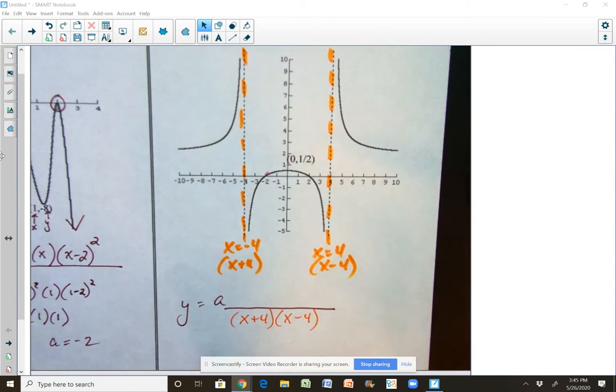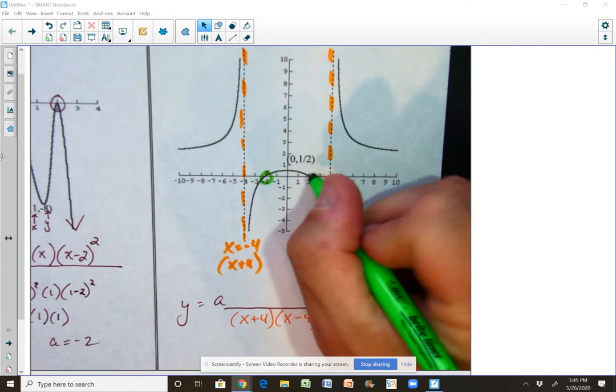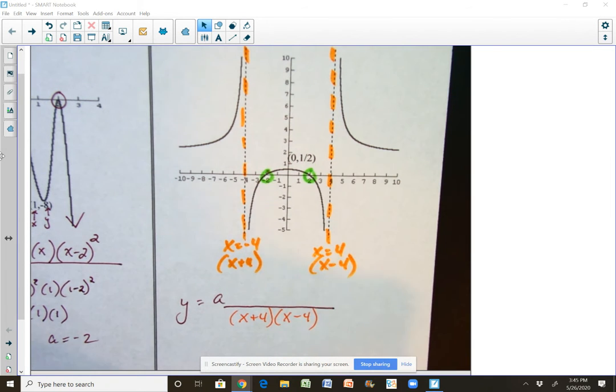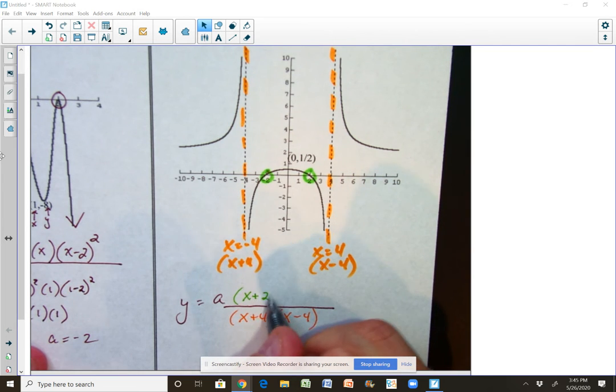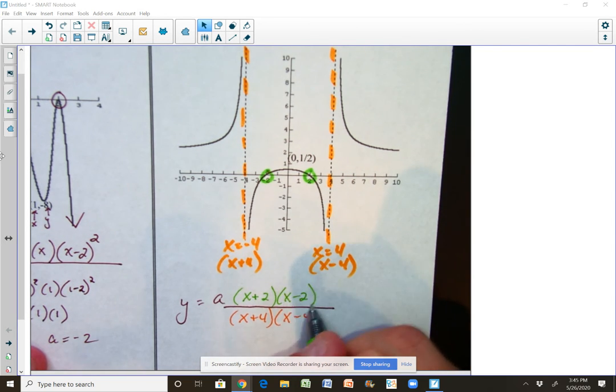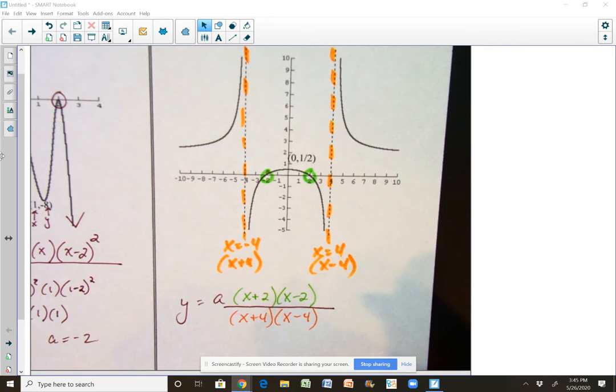So then the next thing I would notice is I've got an X-intercept at -2 and at +2. So what that means is in my function, X-intercepts create factors on the top. This is going to be an X plus 2 and an X minus 2. And since I have no more holes in the graph, those are going to be all the factors that come up. Now, the tough part might be, what is this coefficient, right?